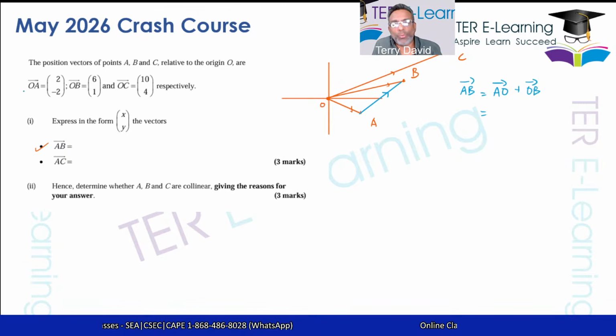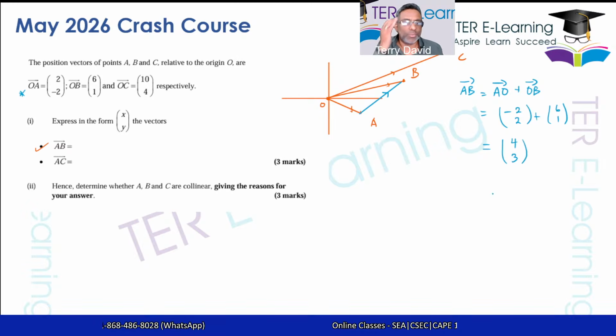What's the vector AO? Now OA is (2, -2), so if you want AO, you're going in the opposite direction. That's (-2, 2). You add that to the vector OB, which is (6, 1). So -2 plus 6 gives 4, and 2 plus 1 gives 3. That's our vector AB: (4, 3).